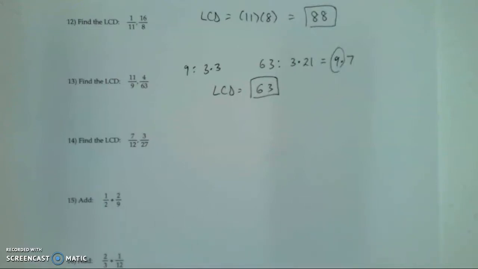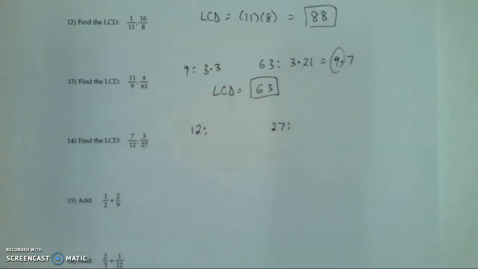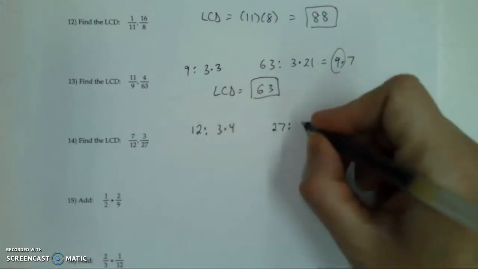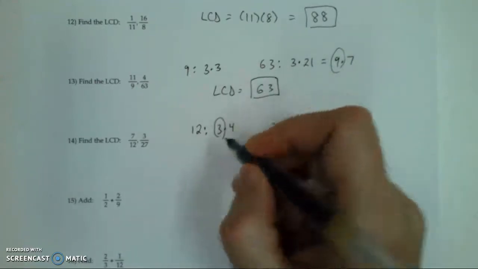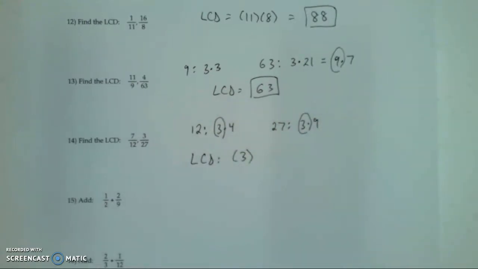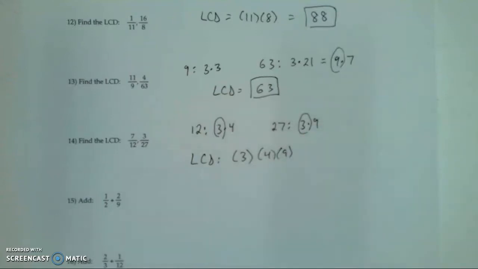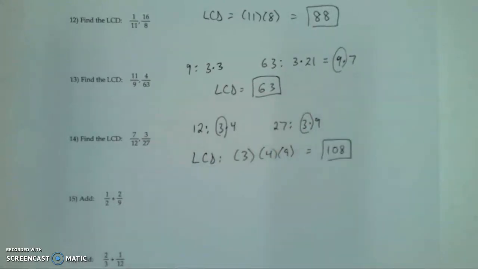Let's do one more example with LCDs. Now I've got 12 and 27. Well, I'm pretty sure those are both divisible by 3. So 12, that's 3 times 4, and 27, that's 3 times 9. So they both have a 3 in common. So when I go to find my LCD, I'm going to list the 3, but I only need to list it once, since they both have it. I am then going to list everything else. So in this case, the 4 and the 9. And then I multiply all of that up, and I get that my LCD here is 108.